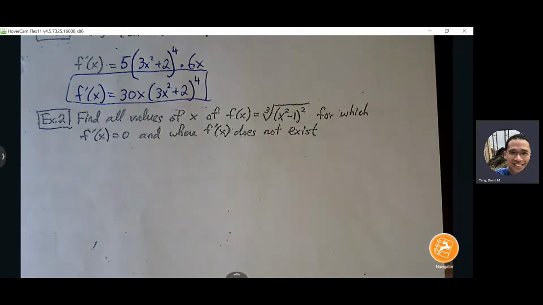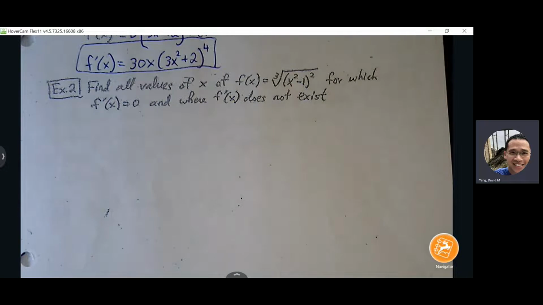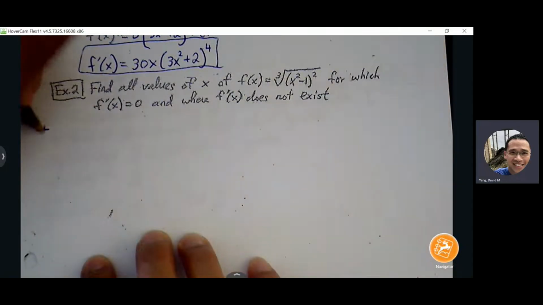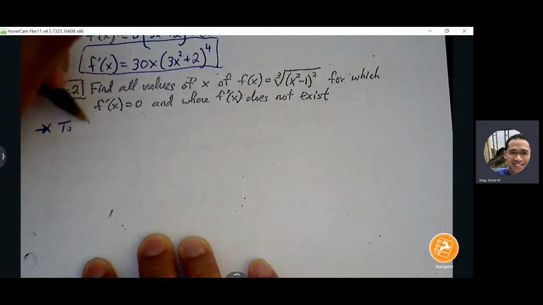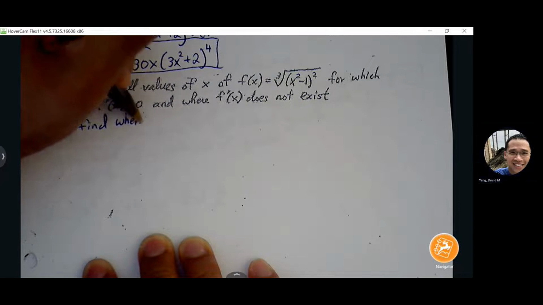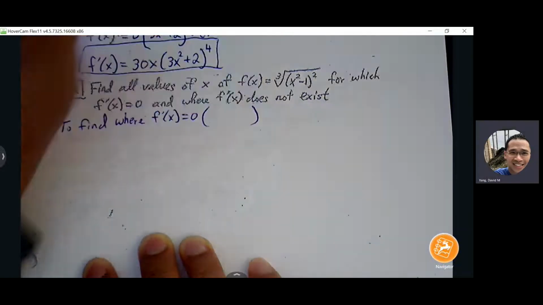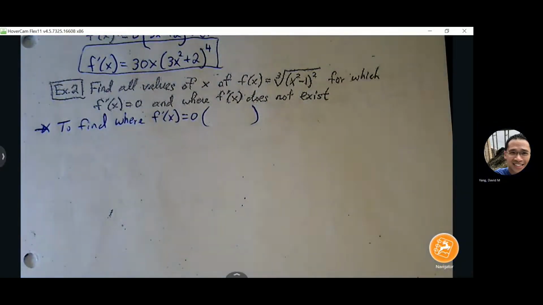Find all the values of f of x for which f prime is equal to 0 and where f prime does not exist. Okay. So there's 2 things that I want us to be able to write down before we go through our process of derivative. So to find where f prime is equal to 0, what does that mean? F prime is equal to 0. That means what? You have to set it equal to 0.